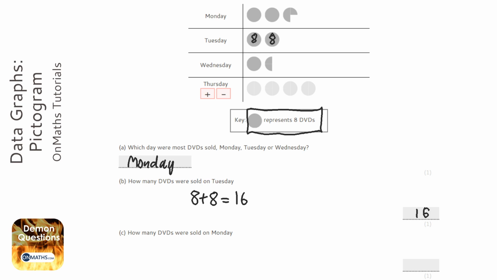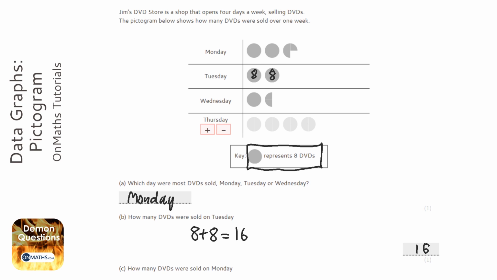It says how many DVDs were sold on Monday? Well, you've got the 8 there and you've got the 8 there. Now we've got a bit of a problem here because it's not a complete 8. So we need to figure out how much each quarter is worth. Well, what do you times by 4 to get to 8? Well, 2. Let's check to see if that works. So we've got 2 there, 2 there, 2 there, and an extra 2, which is actually missing on that one, would make 8. So that would work perfectly.